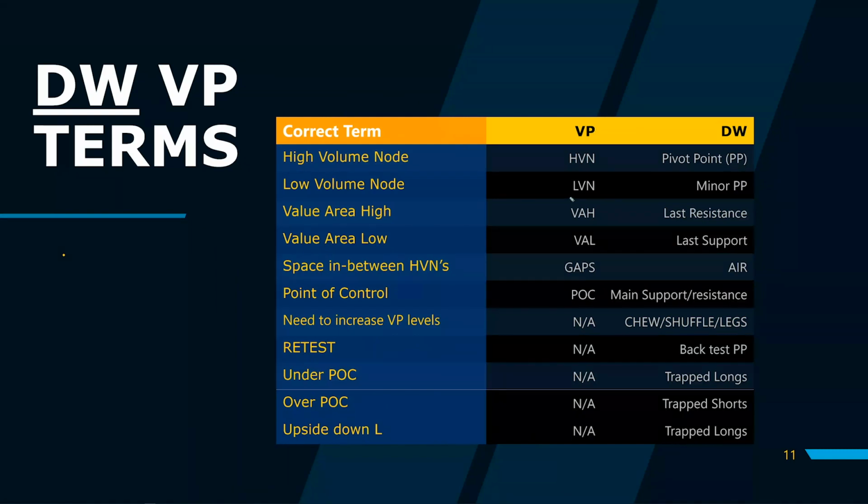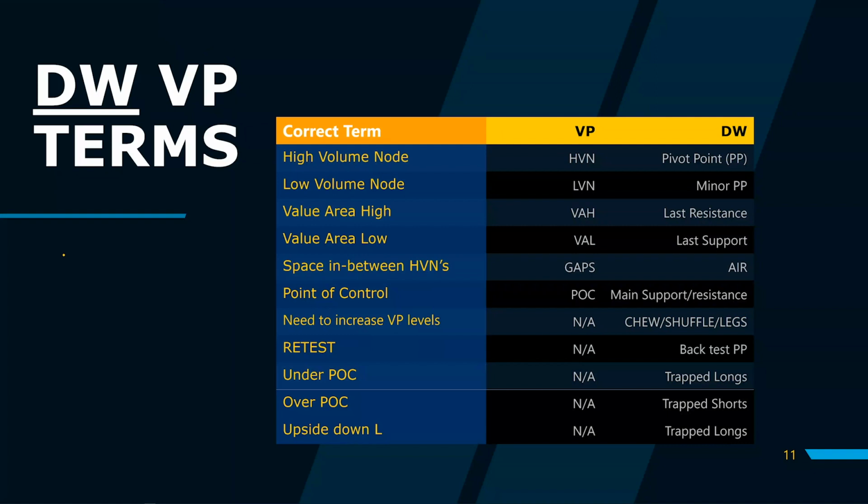The other one is low volume node. So I'll say that these are minor pivot points. Sometimes you'll see on charts that the bars will look like this, and then it'll come down and then you'll have a smaller one, but they're bigger than the other ones. And so I'll say, hey, here's a little minor pivot point until it comes up to the point of control. And this is where I'll start averaging in, right? So you'll hear me say minor pivot point.